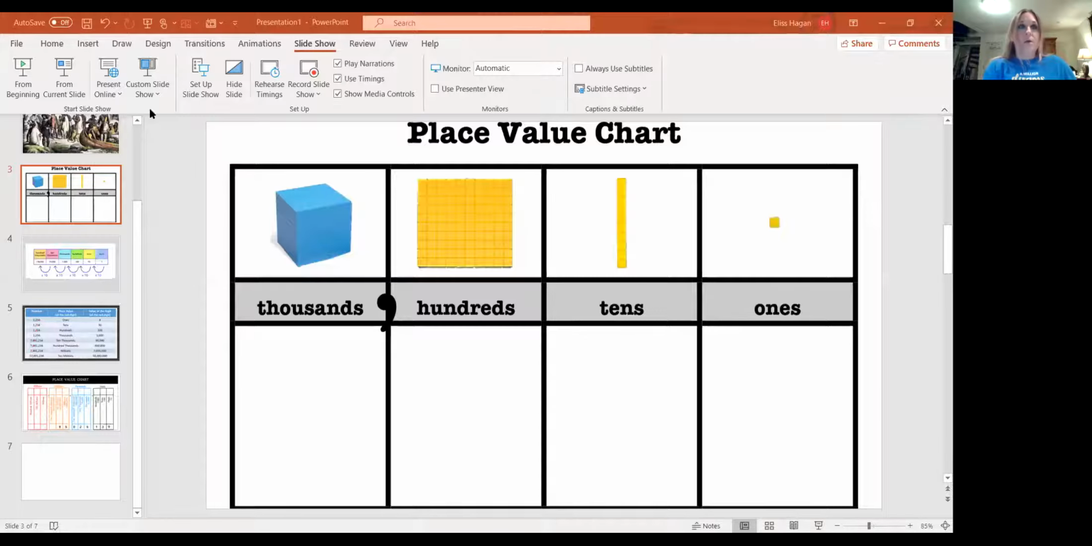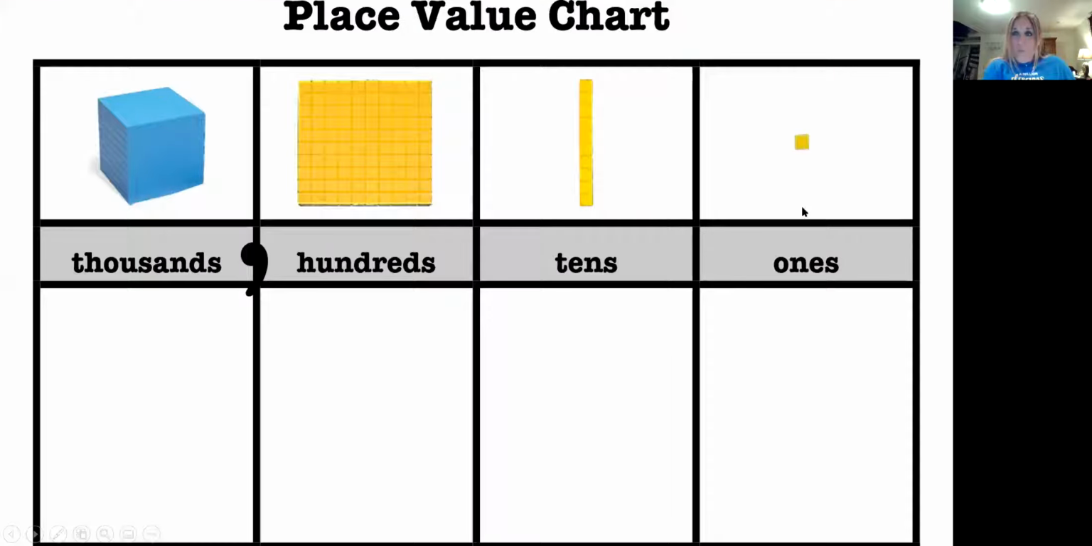Okay, so let's start with our small cubes. What we're going to be doing is building from the ones column to the tens column to the hundreds column to the thousands column using our place value manipulatives. Then we're going to go backwards. From the thousands, we're going to go back to the hundreds, back to the tens, and back to the ones. Okay, so let's see how this works.